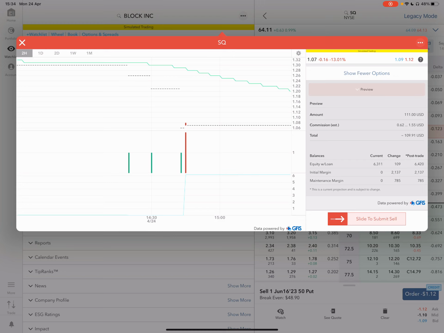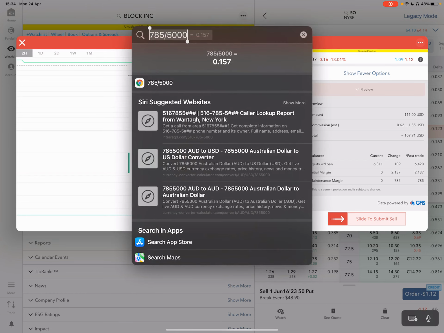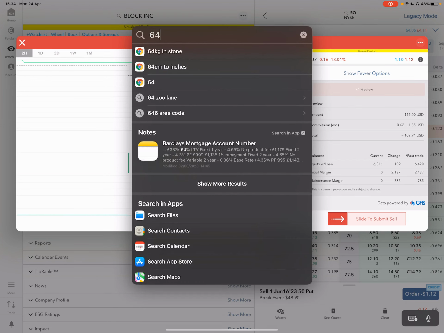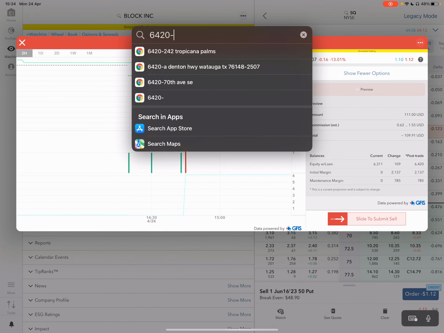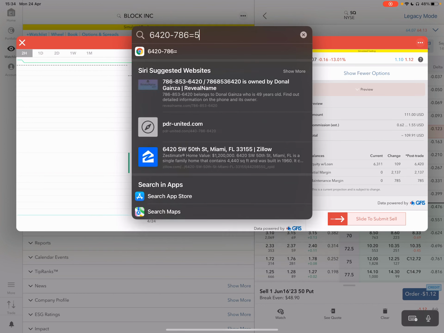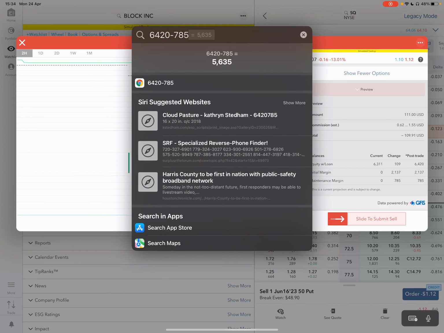And again, you could probably do 2 contracts, all of these different things, but that's not what we want to do. Now, one thing it doesn't show you here on IBKR, which I think is a critical factor, is your excess liquidity. But we know the calculation from the previous video: our equity to loan minus our margin maintenance. So if we have a look at it, it's 6,420 minus 785. Therefore, we're expecting our excess liquidity, again, depending on when we get billed commissions, all of these things, to drop from 6.31 to around 5.63.